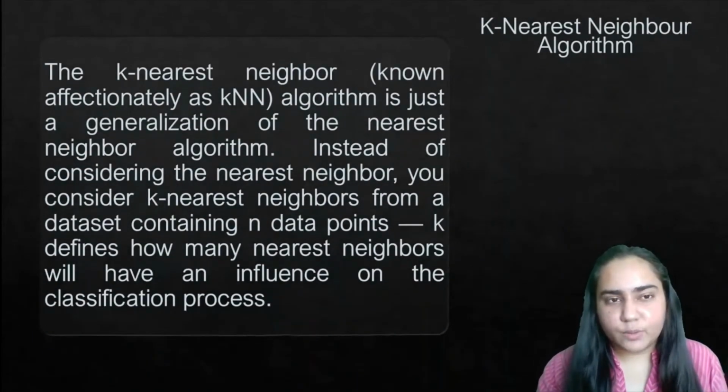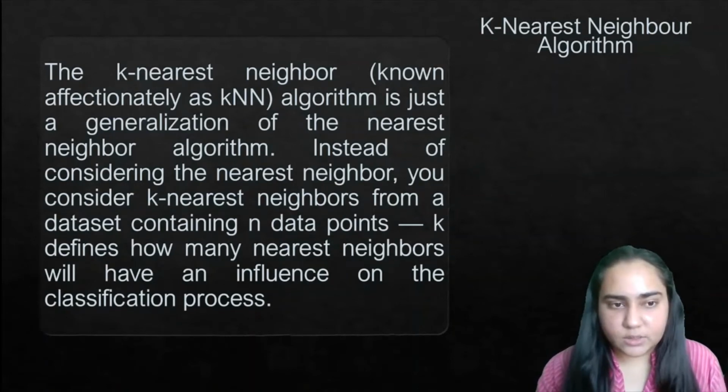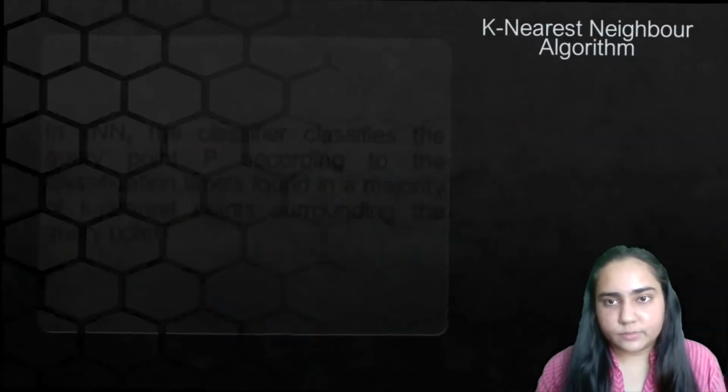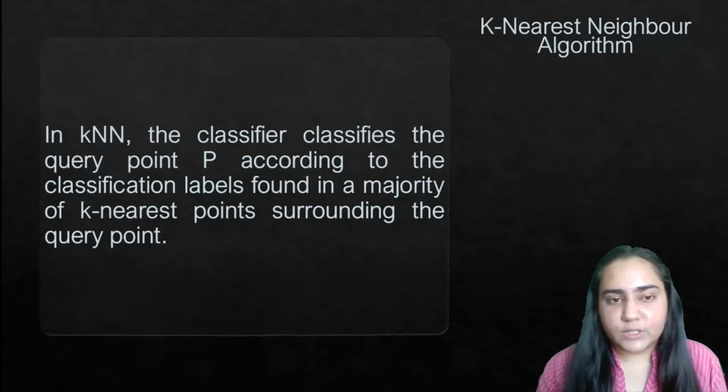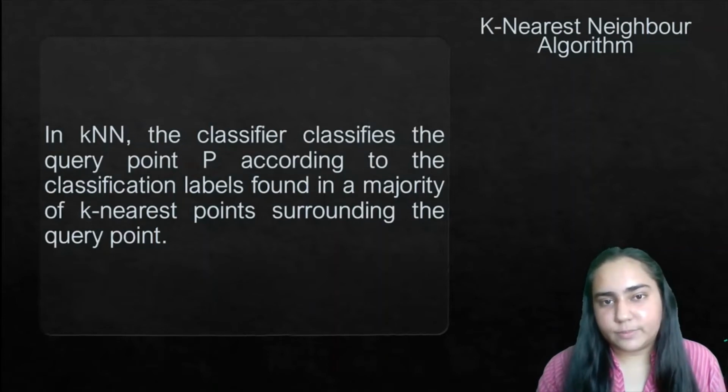The k-nearest neighbor, which is also affectionately called kNN, is just a generalization of the nearest neighbor algorithm that we discussed in one of the previous videos. Instead of considering the nearest neighbor, you consider k-nearest neighbors from a data set containing n data points. Here k defines how many nearest neighbors will have an influence on the classification process. In kNN, the classifier classifies the query point P according to the classification labels found in a majority of k nearest points surrounding the query point.